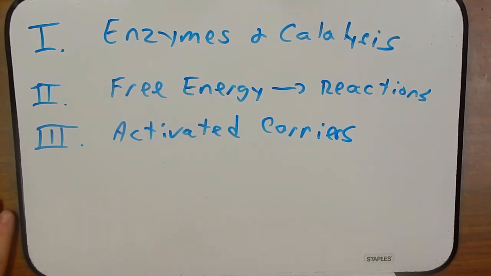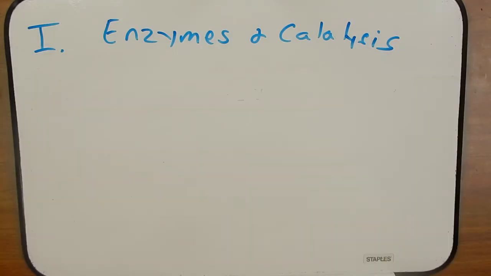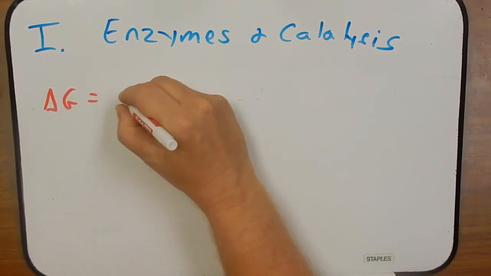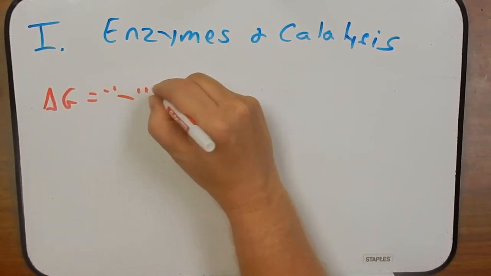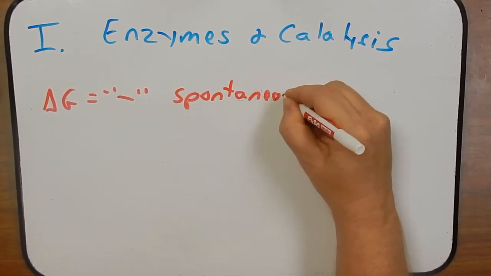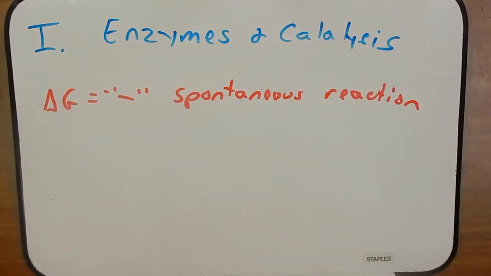Okay, so let's go ahead and get moving with our discussion of enzymes and catalysis. If you remember, in the last podcast, we talked about delta G. And we said if it's a negative value, that it's a spontaneous reaction. This shouldn't be confused with the idea that it's just going to happen with no energy input at all. Spontaneous reactions still have some energy to overcome in order to achieve the reaction.